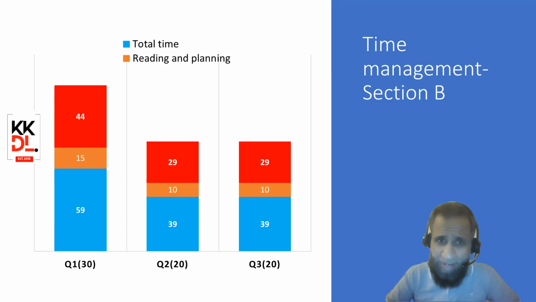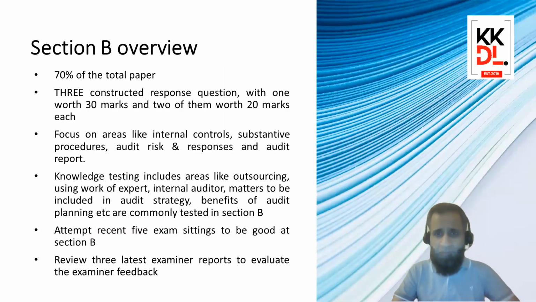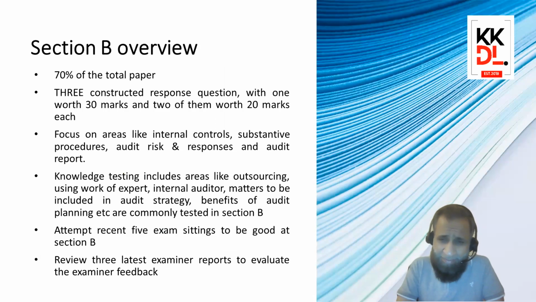So this is the overall time management you have for Section B in terms of total time, the reading and planning time, and then the writing time. You can see the blue, orange, and red. Now, let's take an overview of what's exactly inside Section B. When you look at Section B of the AA exam, it's 70% of the total paper.